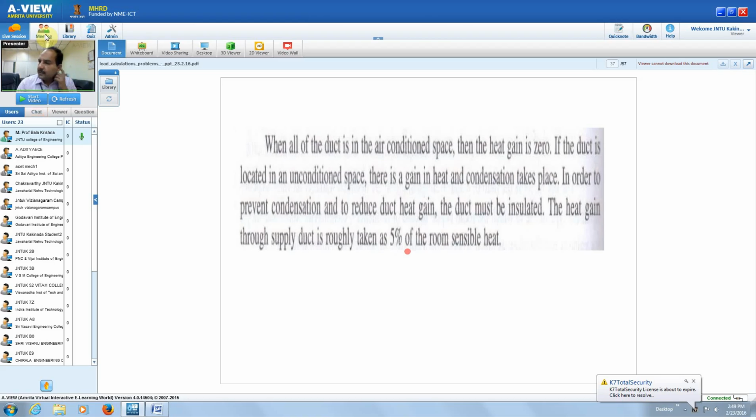It means that even if you provide insulation to the duct, you have to account for this. In some super specialty hospitals or big shopping malls, the total air conditioning plant is located outside the building, and from that outside space they have to take ducts, and the ducts are insulated. Even though it is insulated, they still calculate roughly 5% of the sensible heat.